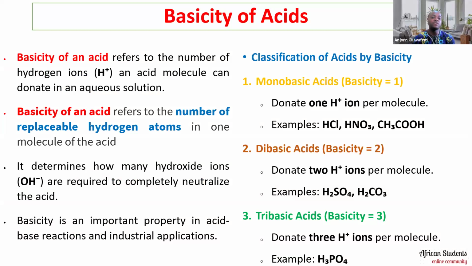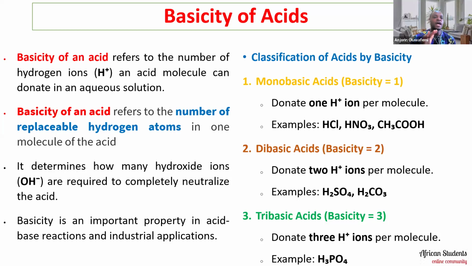Now, there's another definition, by the way. Basicity of an acid refers to the number of replaceable hydrogen atoms in one molecule of the acid. It determines how many hydroxide ions are required to completely neutralize the acid. Basicity is an important property in acid-base reactions and industrial applications.